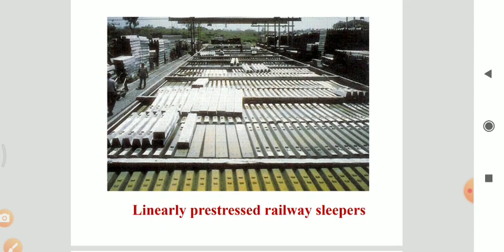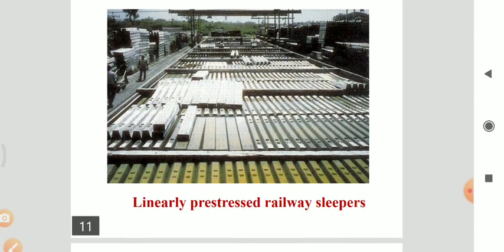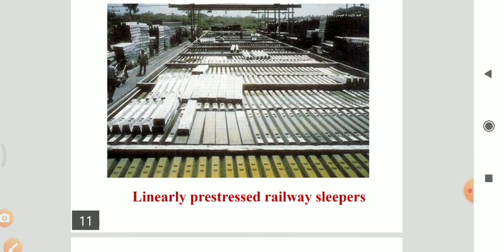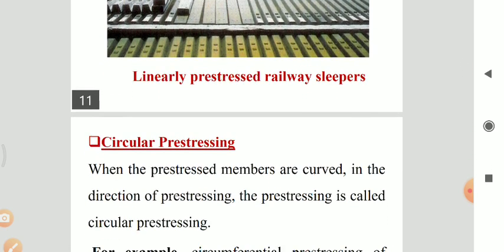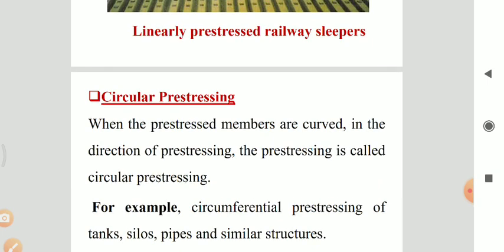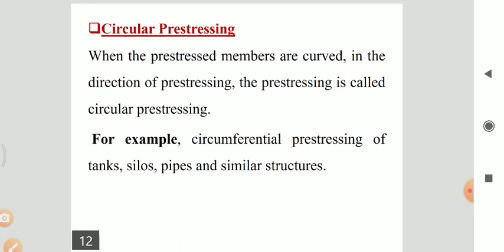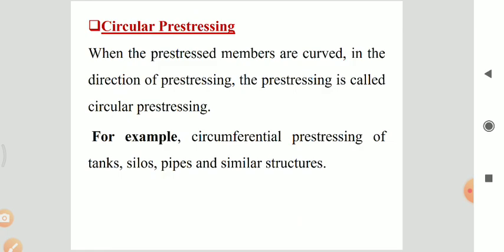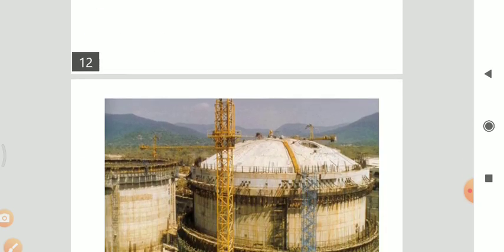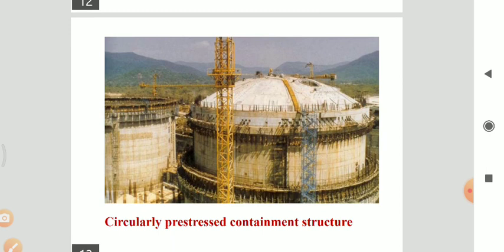Then next, circular pre-stressing. When the pre-stressed members are used for pre-stressing circular structures, it is called circular pre-stressing. Especially in the construction of a pre-stressed water tank, circular pre-stressing is done. For example, circumferential pre-stress of tanks, silos, pipes and similar products. Here is one photograph which shows a circular pre-stressing containment structure.